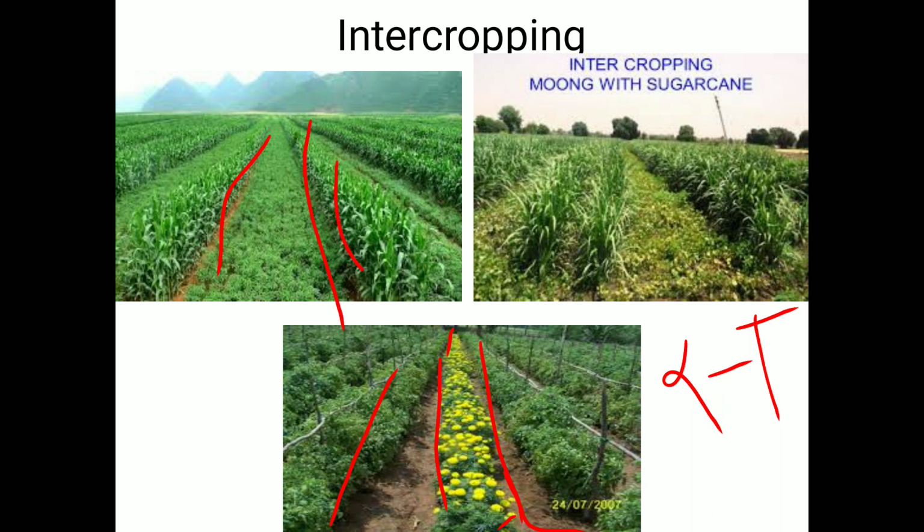Even if there is a failure of the main crop due to any natural calamities, the intercrop gives some economic yield. Also, when we do intercropping, it does not require any special practices. So these are the roles of intercropping in plant disease management.